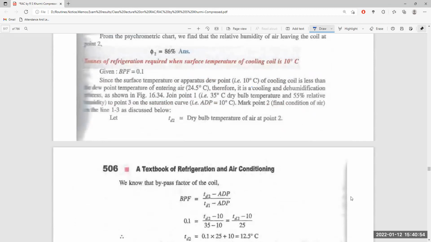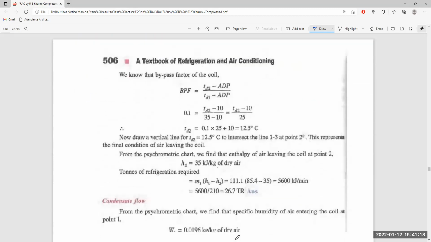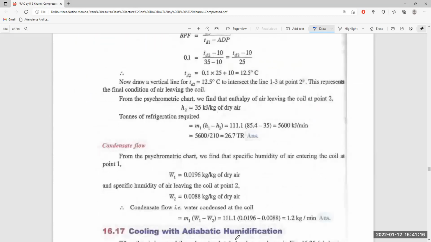The bypass factor is (TD2 minus ADP) divided by (TD1 minus ADP). So put in the values: TD2 is unknown, and (TD2 minus 10) divided by (35 minus 10) equals 0.1. That gives TD2 equal to 12.5. Now draw a vertical line from TD2 at 12.5 degrees to intersect the line 1-3. This represents the final condition of the air leaving the coil.